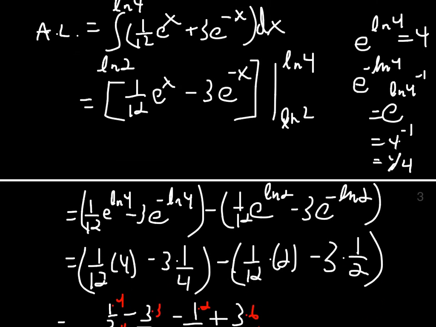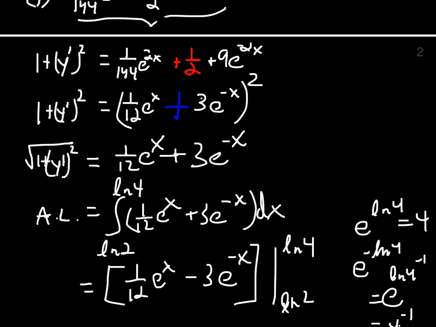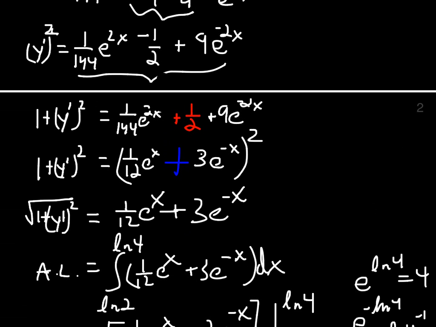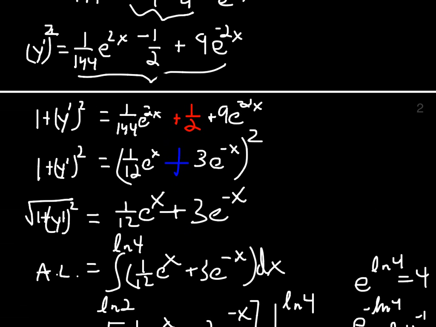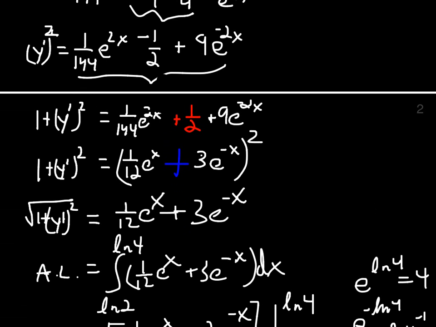Okay, applying the formula, but the key was that 1 plus y prime squared was a perfect square, so that when we put it under the square root, it makes the integration simple.